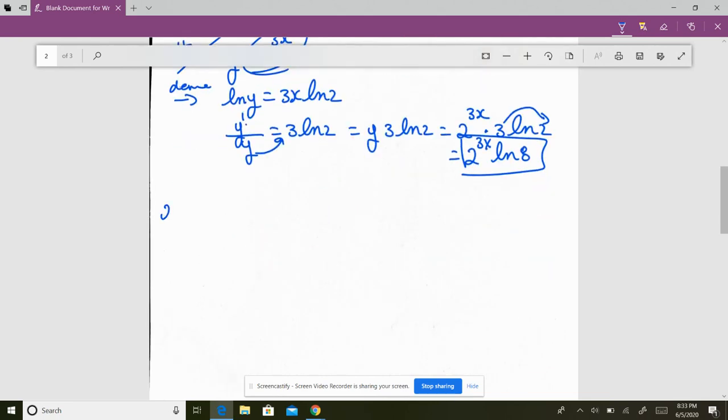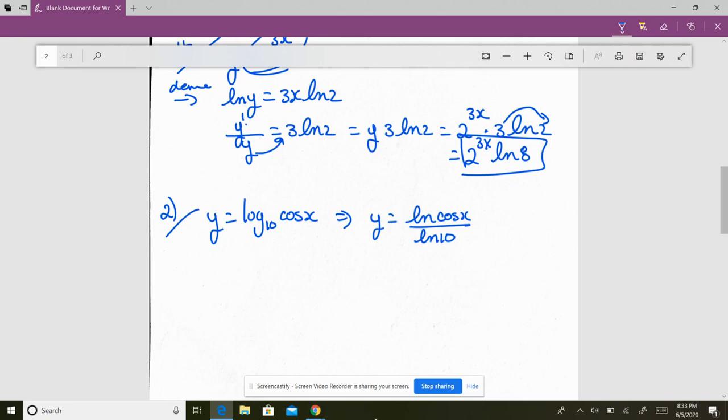All right, number 2. y is equal to log base 10 of cosine x. Okay, it's a log that is not a natural log, so you need to change it. So we're going to rewrite it as y is equal to the natural log of cos x over the natural log of 10, and then derive.